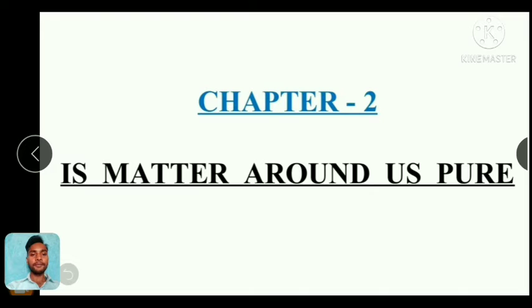So before that, we have to recollect the information we studied last time. As we know, in our last chapter we studied about the states of matter and how those states were classified and how we can understand the states.